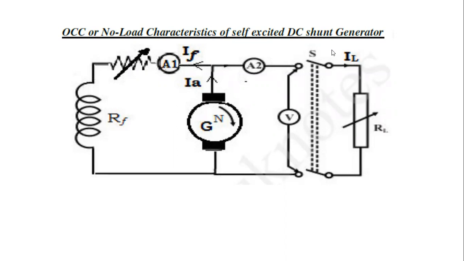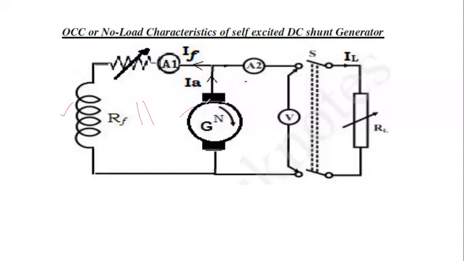What is meant by a shunt generator? The shunt field winding is connected in parallel to the armature. This is the shunt field winding, and it is connected in parallel to the armature. This is the parallel connection. Shunt means parallel. This type of generator is called a shunt generator.